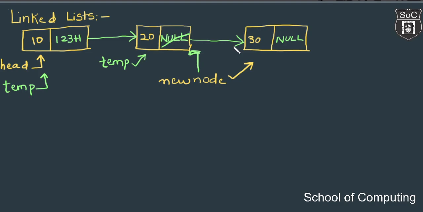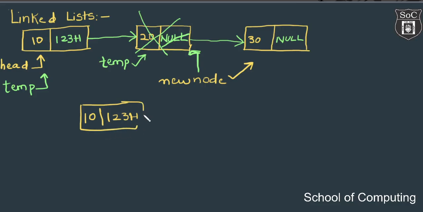This is about creating a new node. For example, if I wanted to delete a node, what needs to be done? For example, I want to delete this particular node. What needs to be done? So please observe, what we have to do is, so this is my first node, 10, then 123H is the address. So this is my first node.